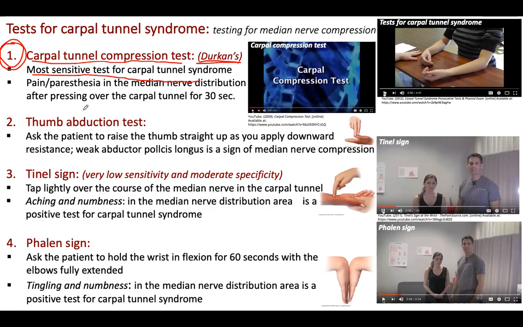And this is how we do it. You keep compressing the carpal tunnel for 30 seconds and see if you can reproduce the symptoms, the pain and paresthesia in the median nerve territory of the hand.